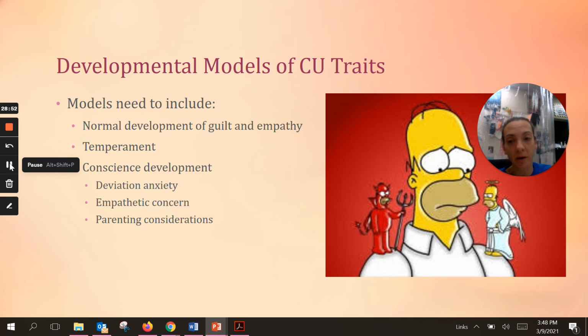And the last is parenting. Secure attachment predicts the development of conscience in children who were fearless. So even though they might be high on that fearlessness, having a secure attachment to a parent kind of ameliorates that. Uninhibited children showed guilt only when parental consistency was high.